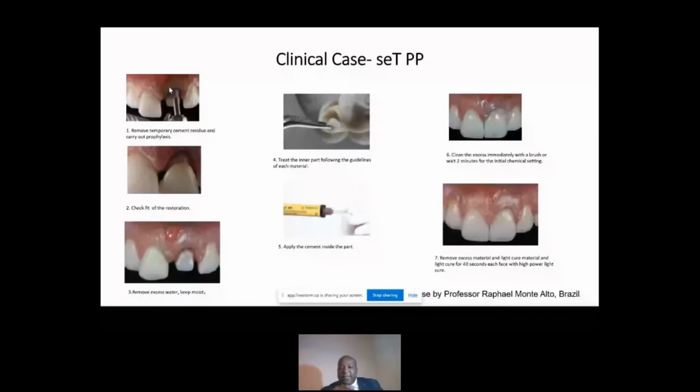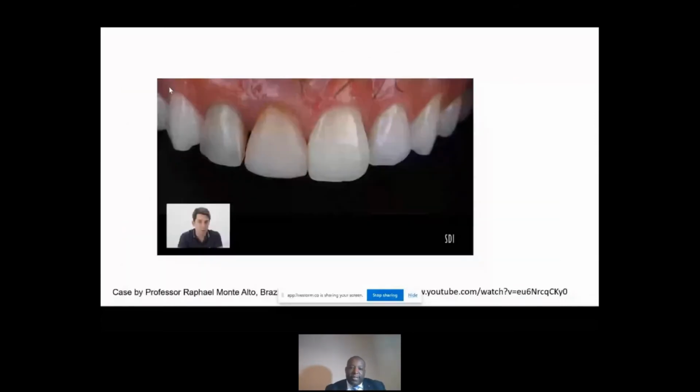Now, hopefully, I've got a video again. This is a live case from Professor Monte Alto. It is in Portuguese, so let's see if we can play this. I'm going to talk through the steps here. In this case, Dr. Alto is working on the upper right 2, the upper lateral incisor, and also the upper right 3. This video is about 4 minutes.